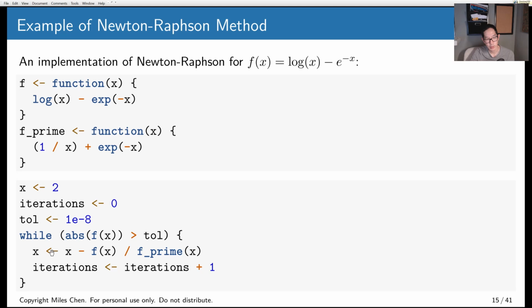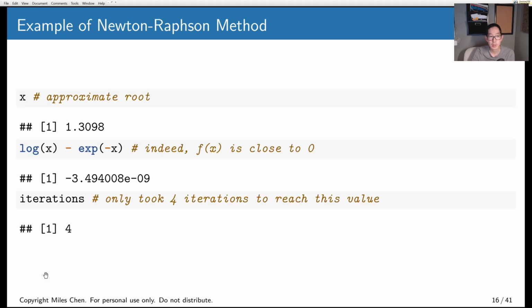And then what we'll do is we'll say the next value x is going to be our current location minus f at our current location divided by f prime at our current location. Once I figure that out, that's going to be the next value. And then our loop will iterate. I just add 1 to my iteration count so I can count how many iterations it took. This is an optional step, but we'll put that in there just so we can see.